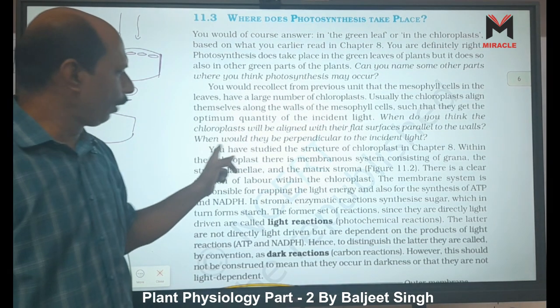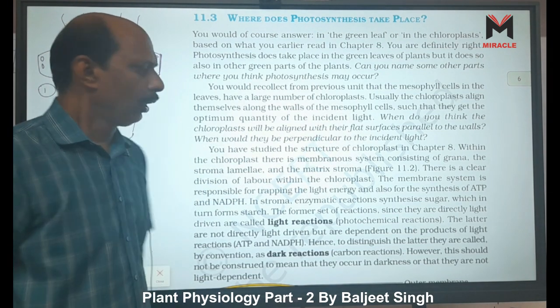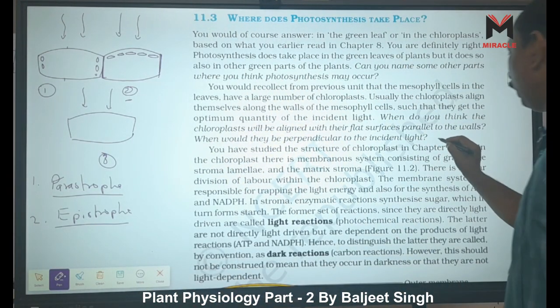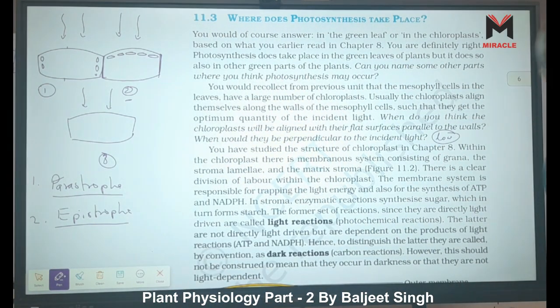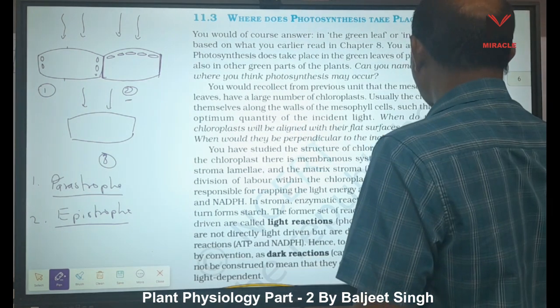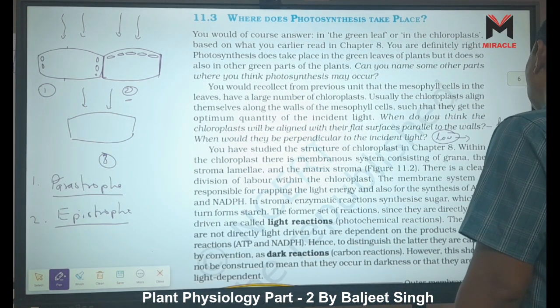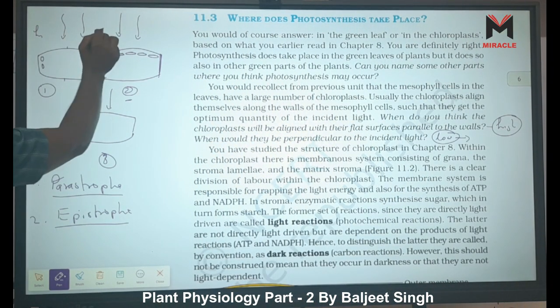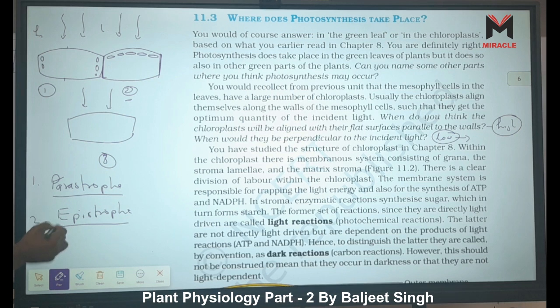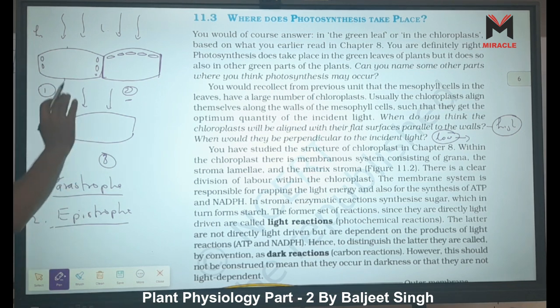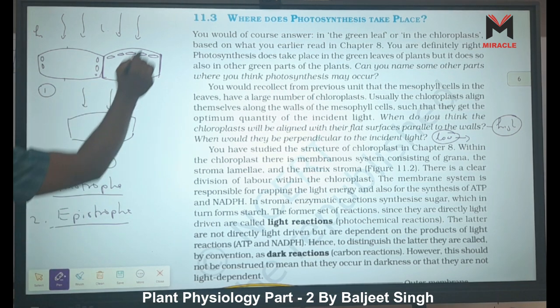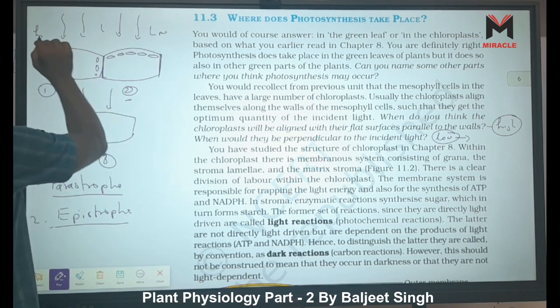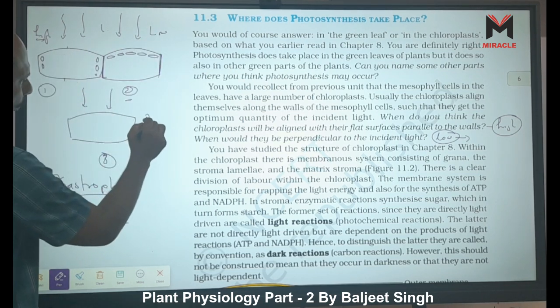When would they be perpendicular to the incident light? At low light intensity, right? And when will they be aligned with their flat surface parallel to the wall? When light intensity is high, right? So when light intensity is low, this is called epistrophy condition. And when moderate light is coming, this side is low light intensity, this one is high light intensity, and this is moderate light.